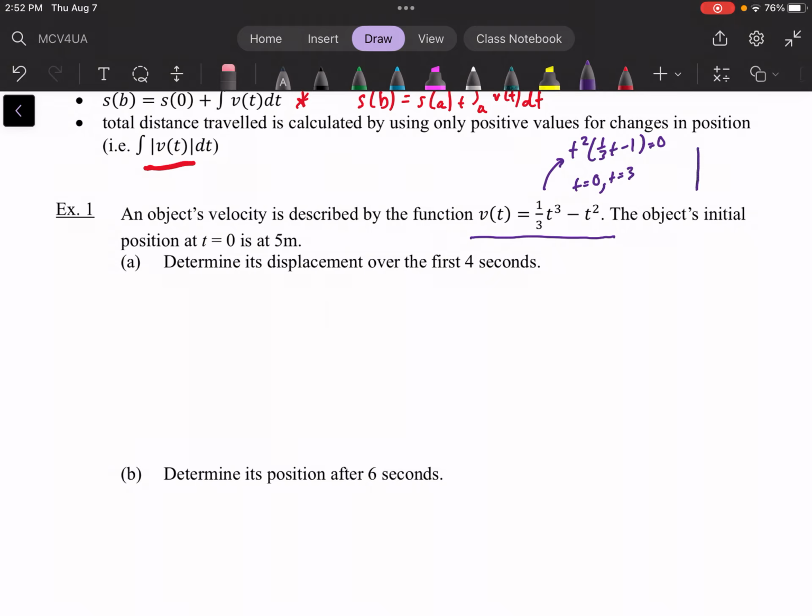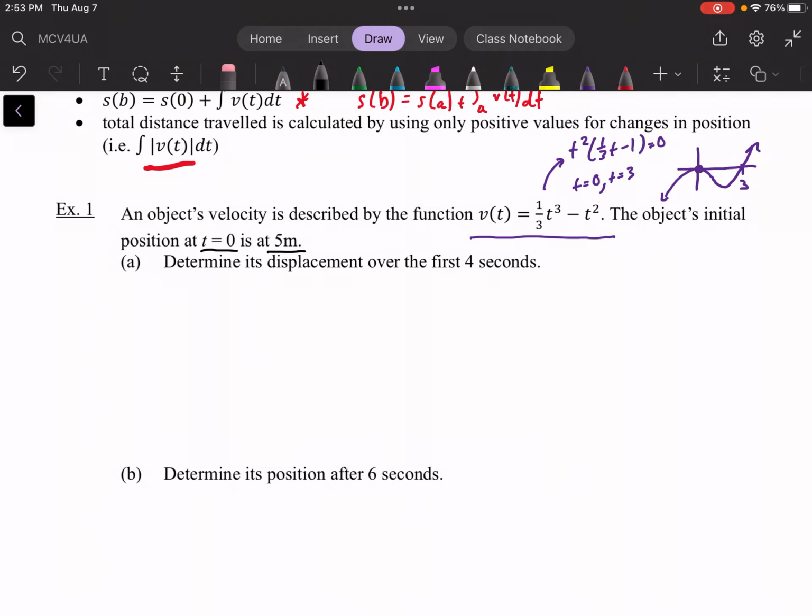So I'm going to draw a little sketch of this. Because I know it's cubic, it's got to look something like this shape, hitting 0 and hitting 3. So the velocity is going to be negative from 0 to 3, and after 3 it's going to be positive. So now we know where it's negative and where it's positive. Also, we notice the object's initial position at 0 seconds is 5 meters.